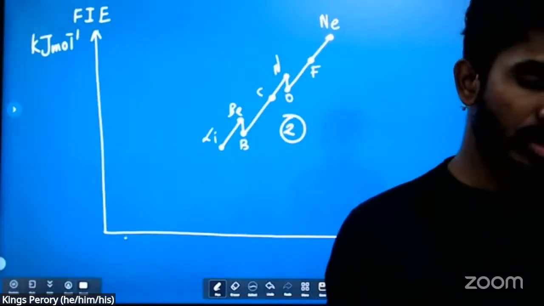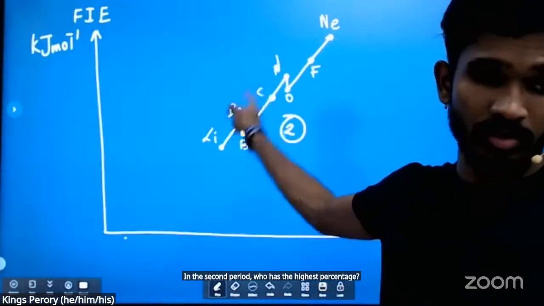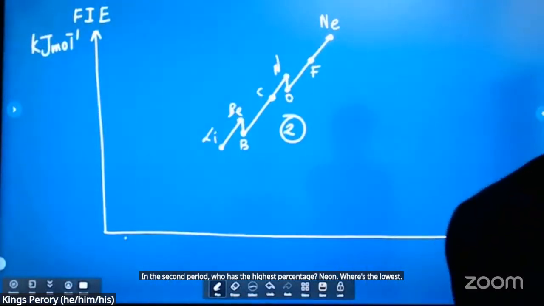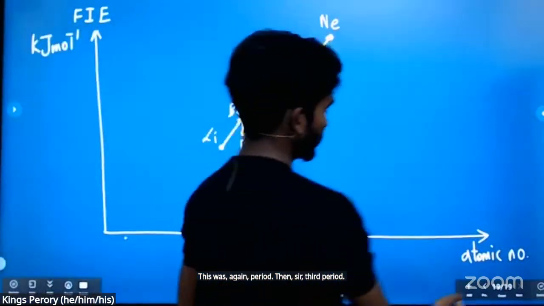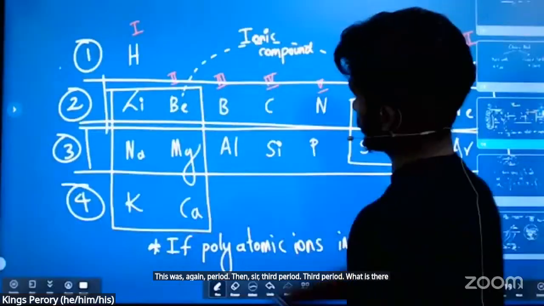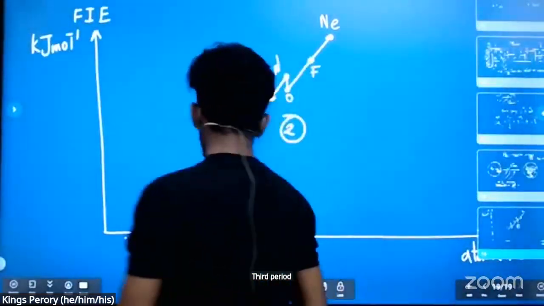In the second period, who has the highest first ionization energy? Neon. Who has the lowest? Lithium. That is for the second period. Then, third period. What is there? Sodium, magnesium, that section. Third period, again the same order.